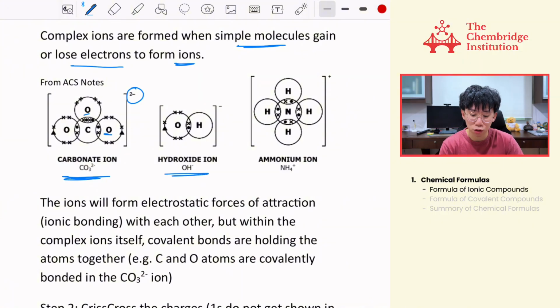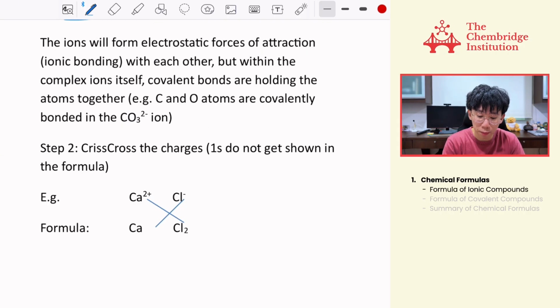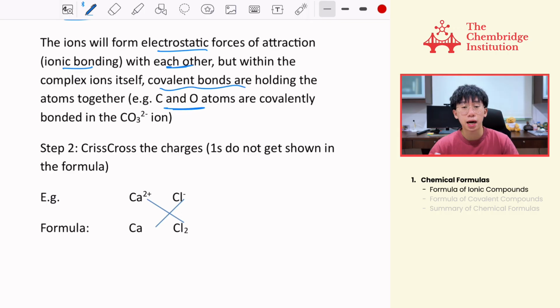If you look at hydroxide ions, OH-, there's covalent bonding between the oxygen and hydrogen atom, and 1 electron came from somewhere else and was given to the oxygen. And ammonium ions are a +1 charge, so it lost an electron. Specifically, it is the nitrogen that lost the electron, and so the nitrogen can form 4 covalent bonds with 4 hydrogen atoms. As I've said, the ions will form electrostatic forces of attraction, so ionic bonding, with other ions, but within the complex ion itself, just take note, there's covalent bonding inside. For example, the C and O atoms are covalently bonded together in the CO3 2- ion.